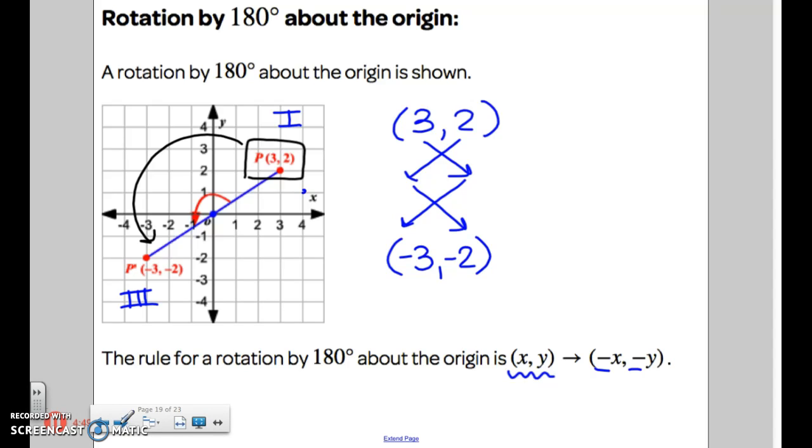If I would have the point 4, 1, to get a 180-degree rotation, I will leave the order the same. So I'm going to go from 4, 1. I'm going to leave it 4, 1. But since I'm going 180 degrees, 1, 2 quadrants, I have to change both signs. If the original point was negative, then the new point, the image point, would now be positive.